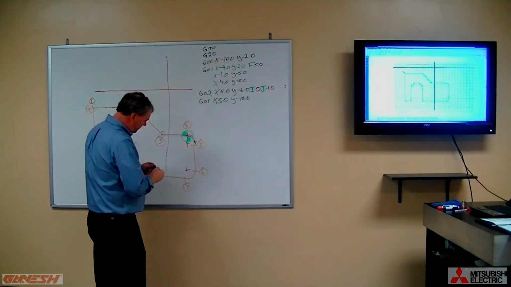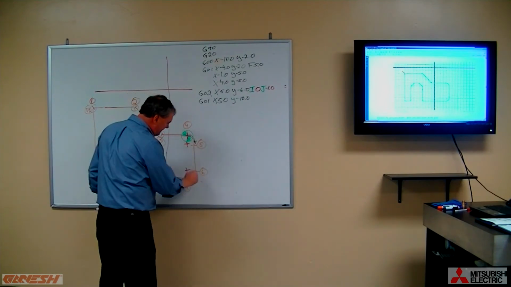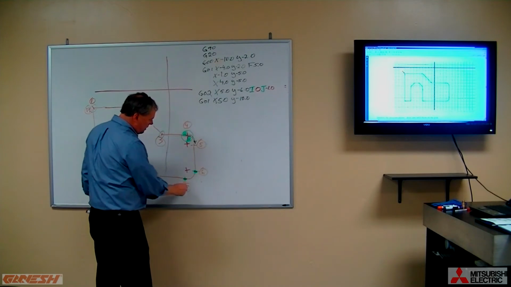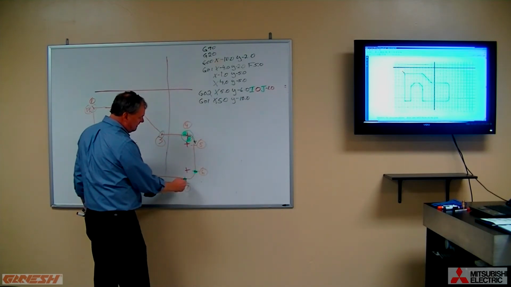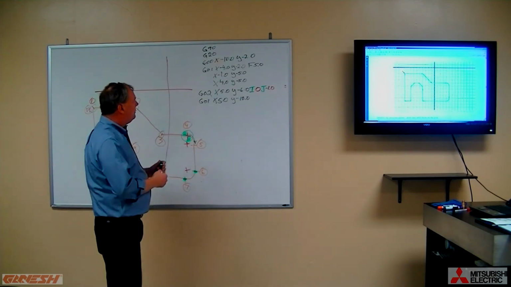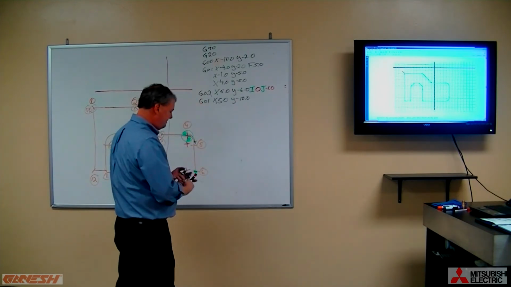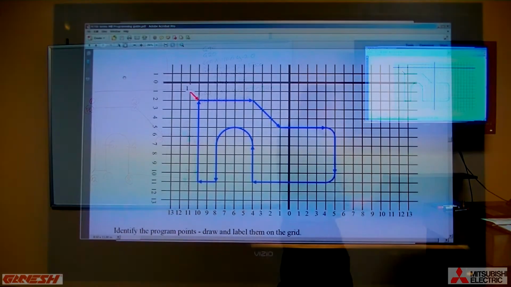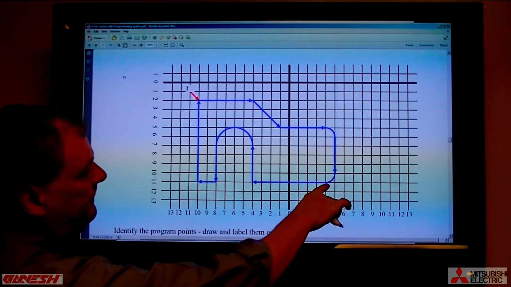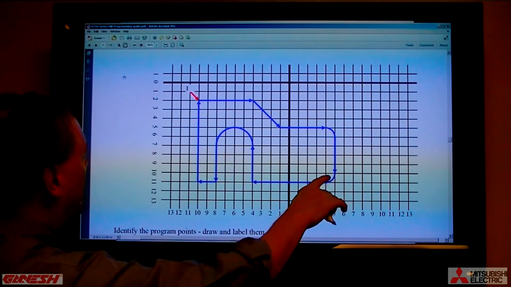Okay, now we're sitting here. We want to get to the X and Y of point 7. What is the X and Y of point 7? Point 7 would be X plus 4.0, Y minus 11.